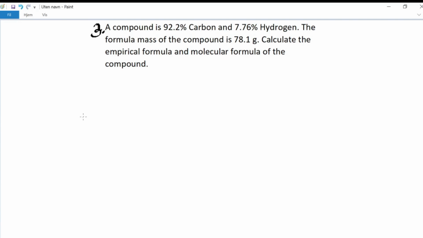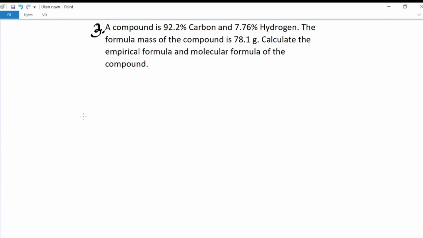A compound is 92.2% carbon and 7.76% hydrogen. The formula mass of the compound is 78.1 grams. Calculate the empirical formula and the molecular formula of the compound. So we have to find the empirical formula first and then find the molecular formula last.